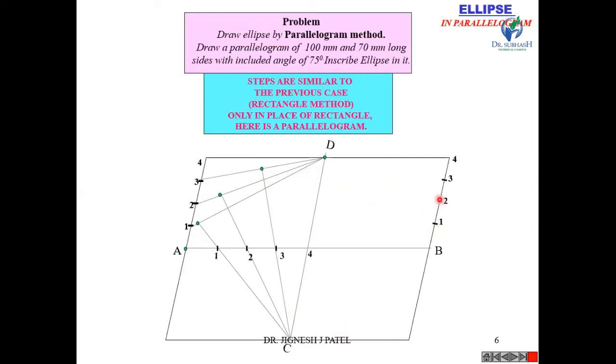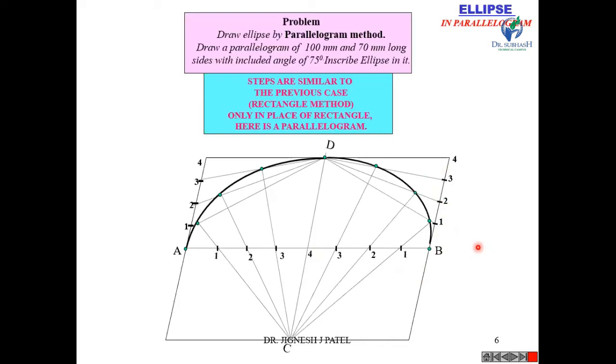Mark the points 1, 2, 3 and 4. Similarly, mark here on the horizontal line 1, 2, 3 and 4. Now join 1D, 2D, 3D, 4D, and C1 up to D1, C2 up to D2, C3 up to D3, and you will find these different points. Now join all these points by a smooth curve, and repeat this process below the AB line.